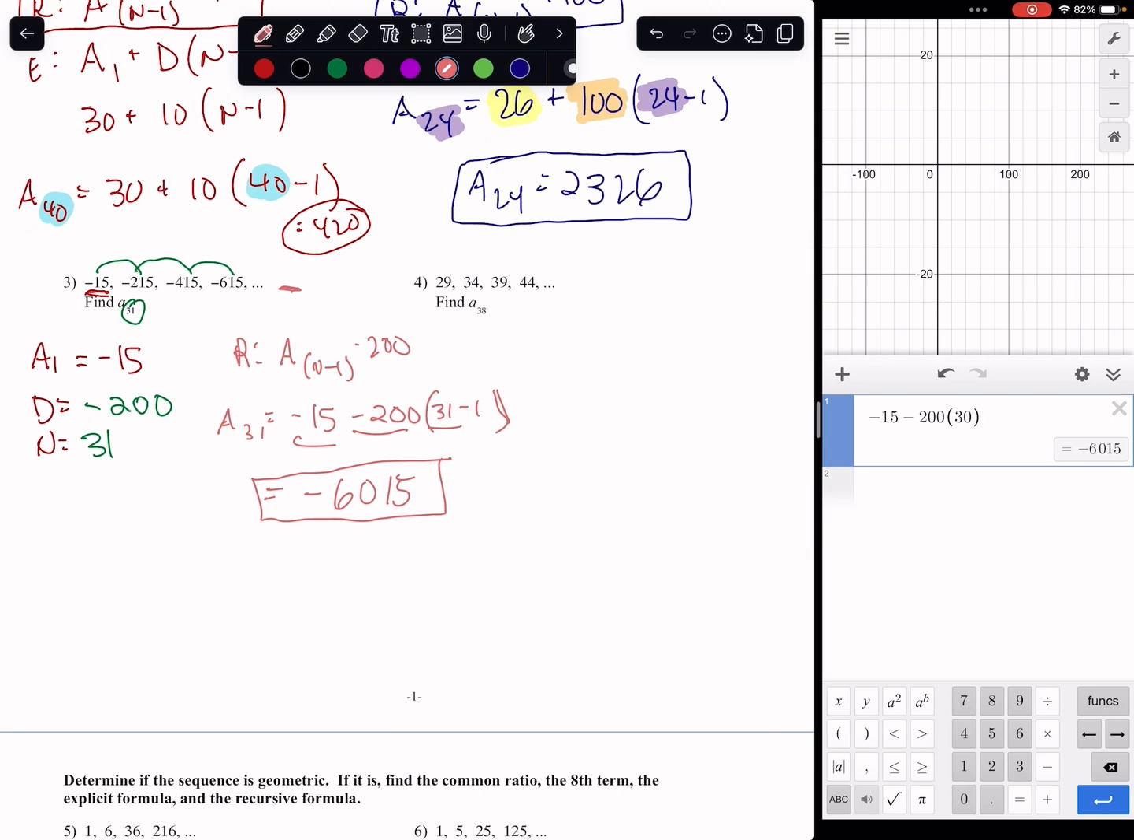let's do this one a little bit quicker because we've been working through some of these. So A of 1 equals 29. What am I doing to get from the first number to the next number? 29 to 34 to 39 to 44. That means D is going to be 5. And then the N that we're going to look for is going to be 38.